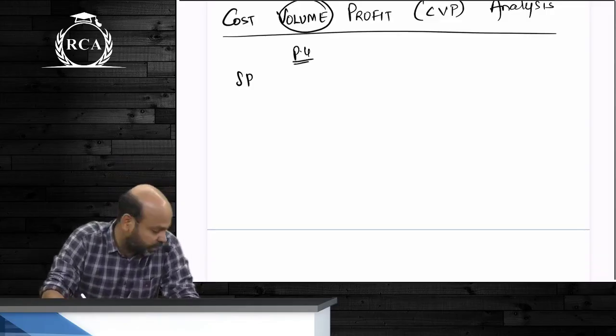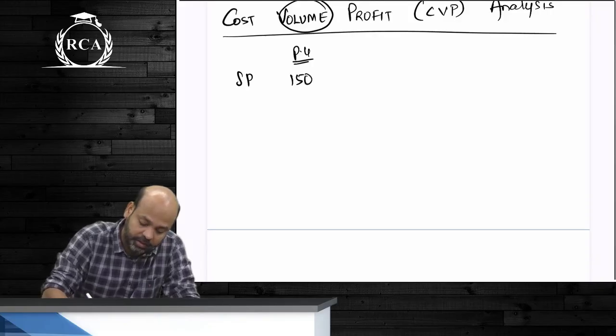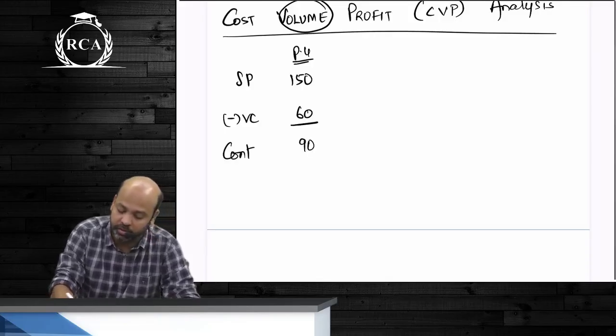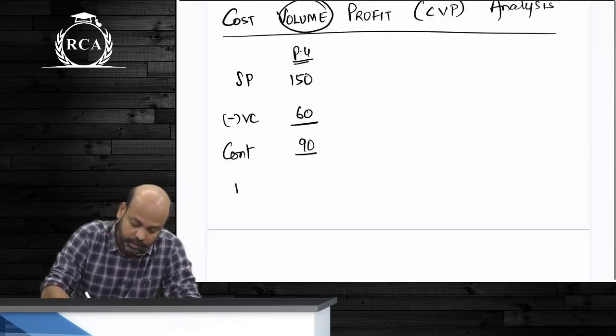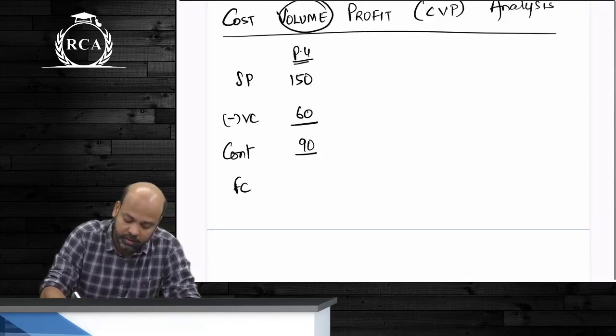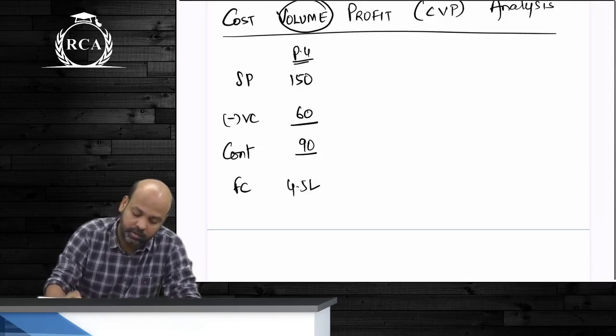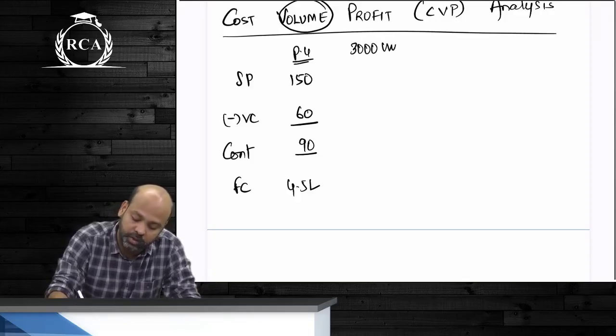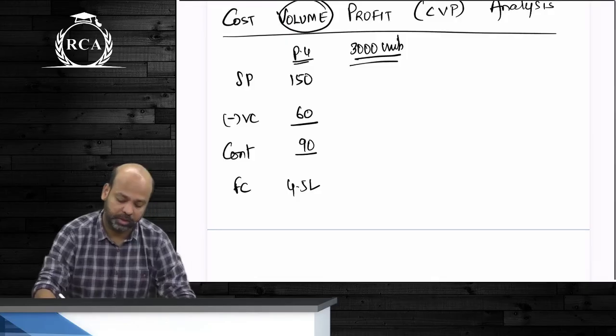Let's say selling price per unit is 150 rupees guys, variable cost per unit is 60 rupees. What will be your contribution? Everyone knows contribution. Let's say the fixed cost that an organization is incurring is 4,50,000. If this organization is operating at a volume of 3,000 units, what do you think will be the total sales of the company?